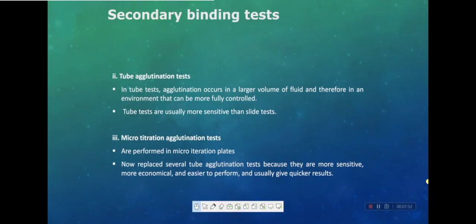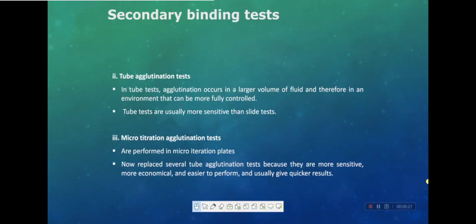In the tube test, the temperature and time of agglutination must be correct, and a control tube that contains only the antigen suspension must be included to check for agglutination of the reagent, right? So the tube tests are used mainly to detect and measure serum antibodies in the investigation of enteric fever or brucellosis or any kind of such diseases, right?